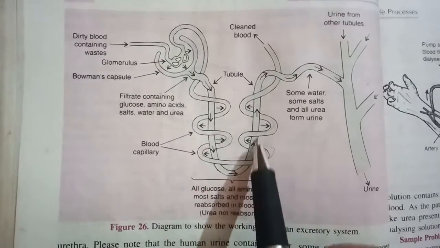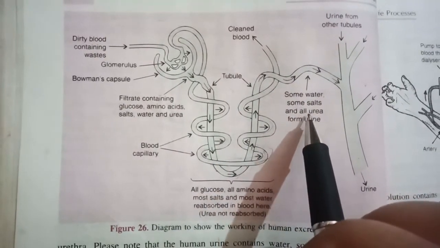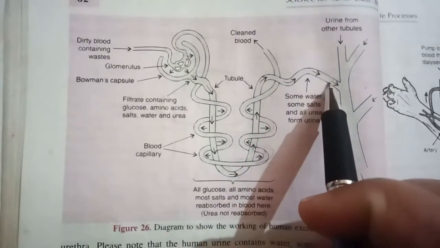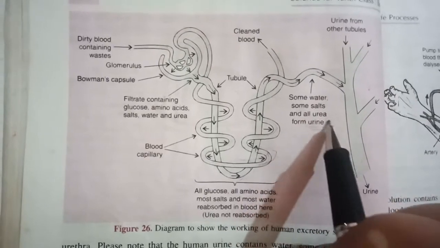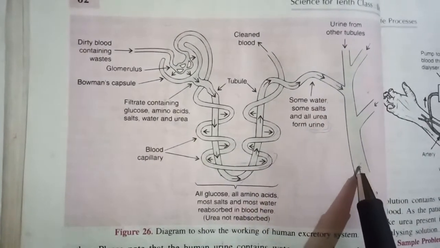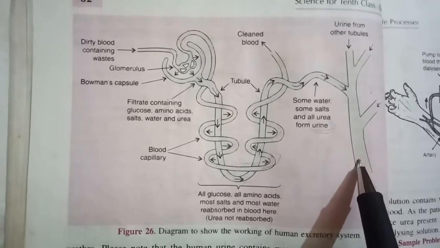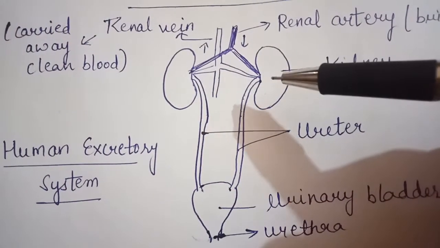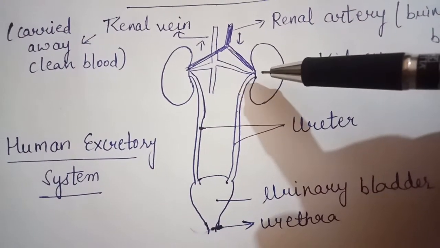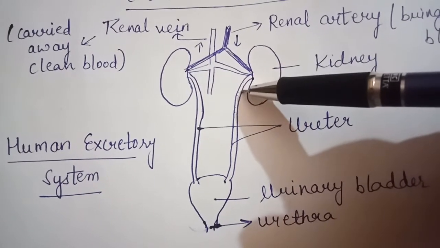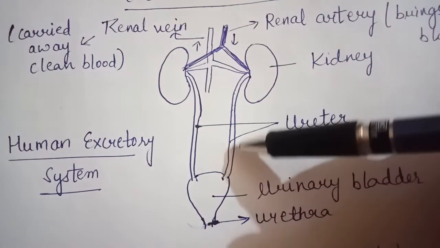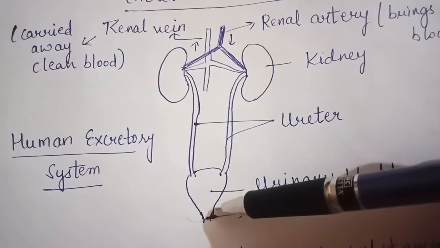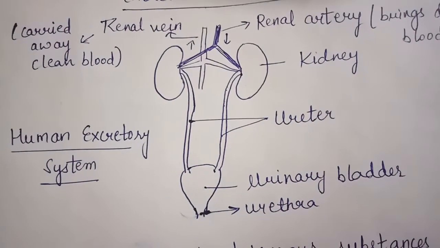And what is left in the tubule? Excess water, excess salt and urea remain in the tubule region, which is known as urine. Where does it collect? In the urine collecting duct. From the urine collecting duct, the urine will pass to the ureter, and from the ureter to the urinary bladder. The urinary bladder stores the urine for some time, and from the urethra it will be released out.